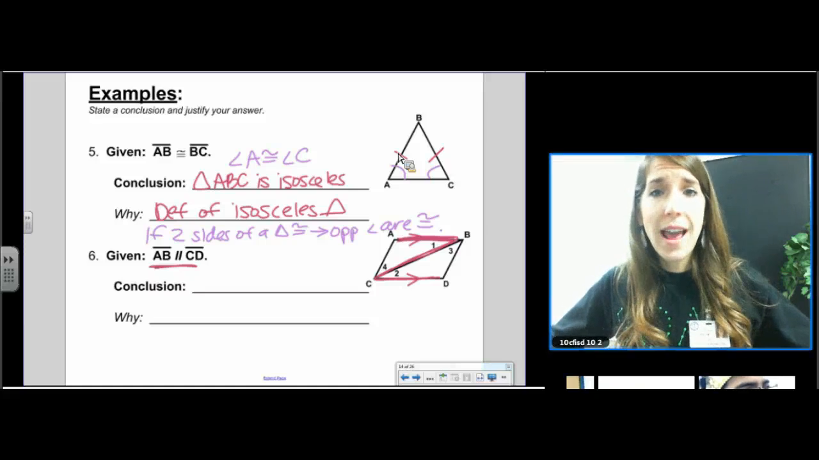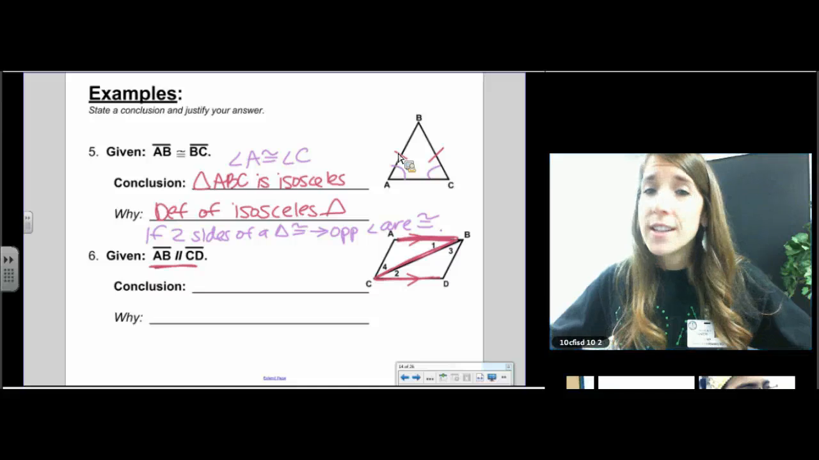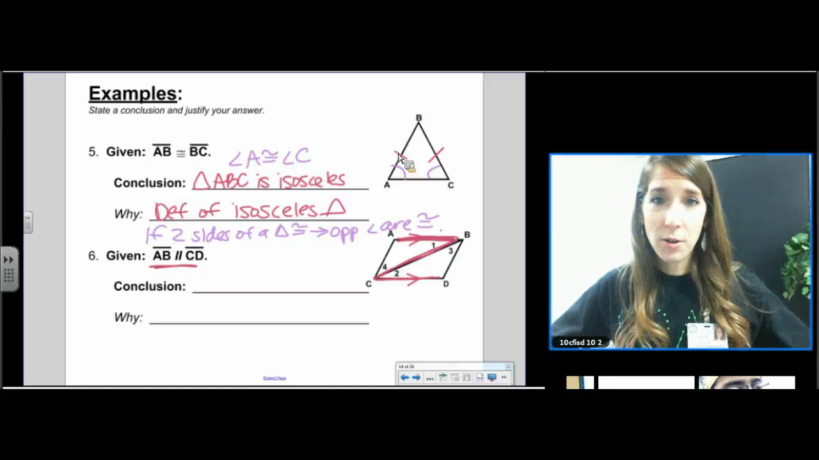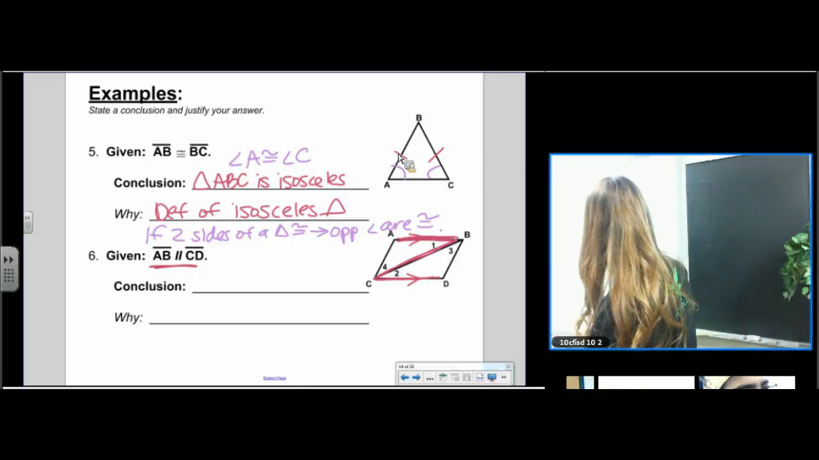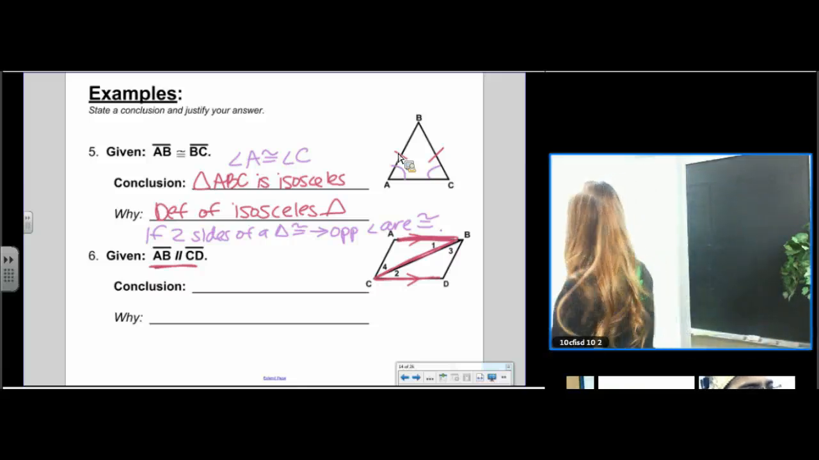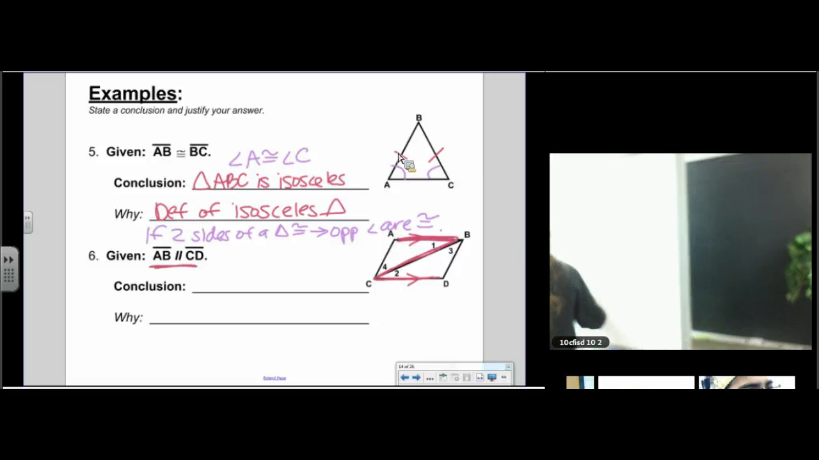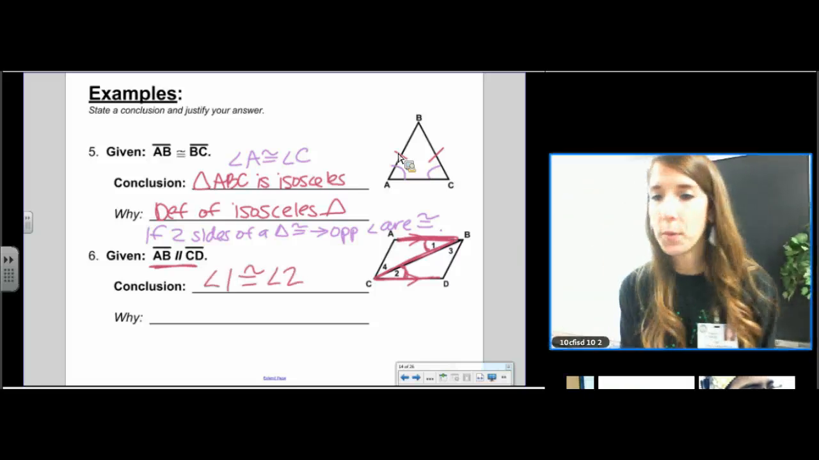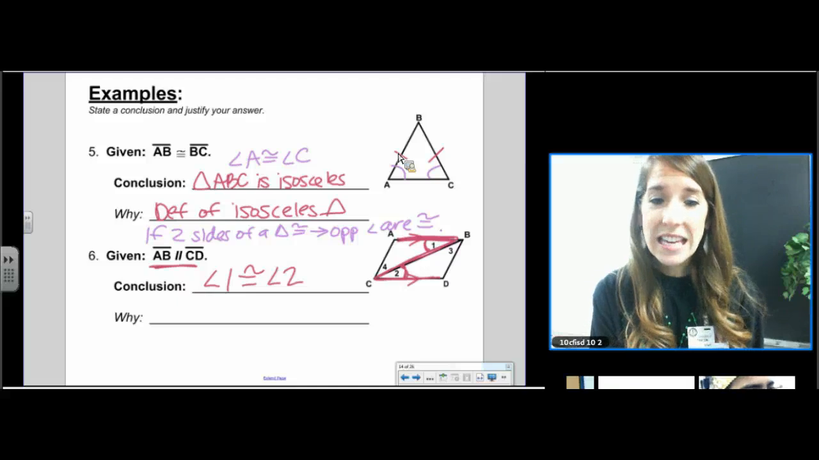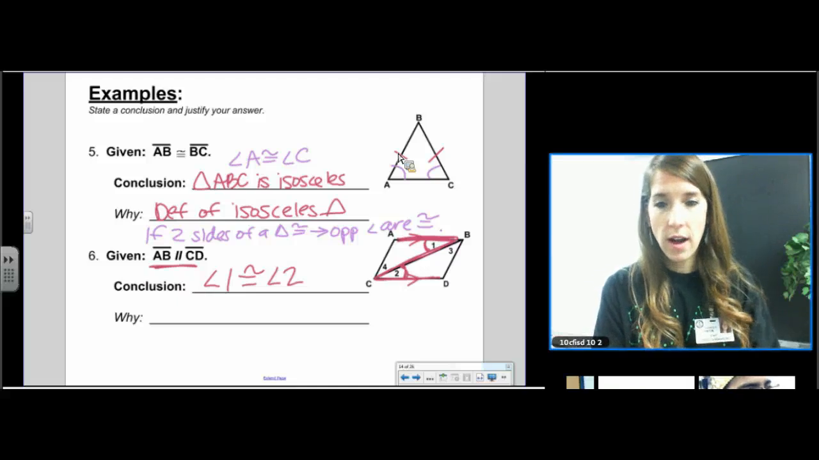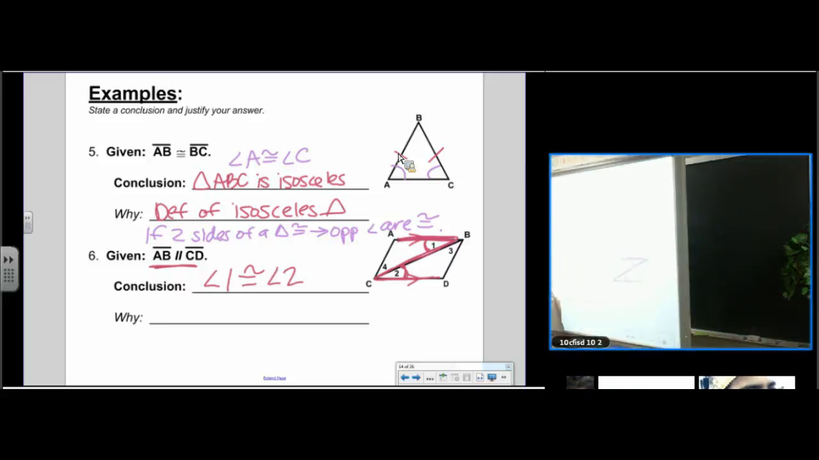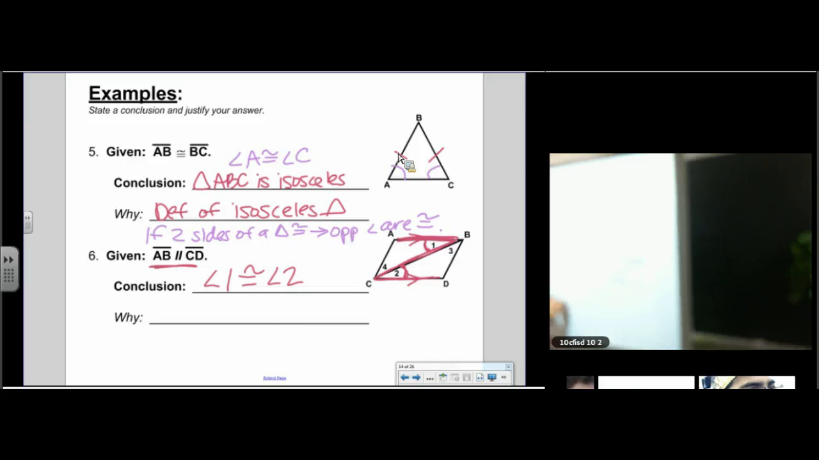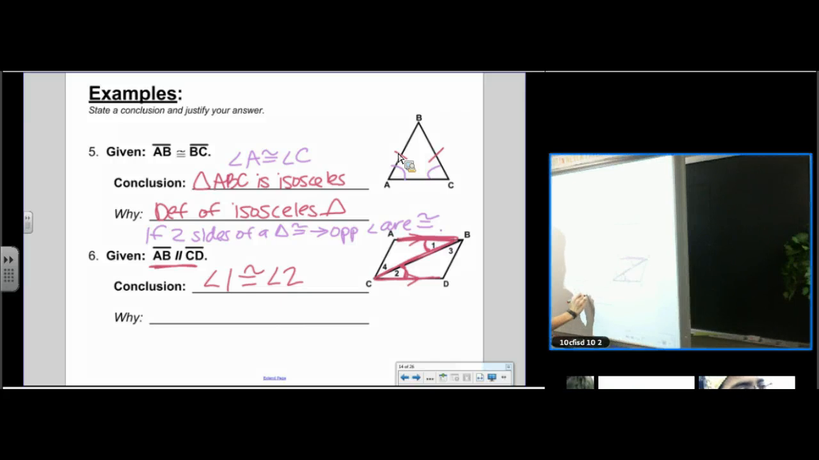Some students are going to put angle 3 is congruent to angle 4. Some students are going to put angle 1 is congruent to angle 2, and only one group of those students are going to be correct. Angle 1 is congruent to angle 2. It's not 3 and 4 because those are not inside our Z. Those are not our alternate interior angles. And then you all knew the Y. Very good. The Y is if parallel, then alternate interior angles are congruent.